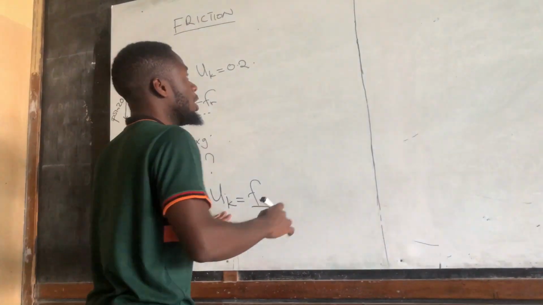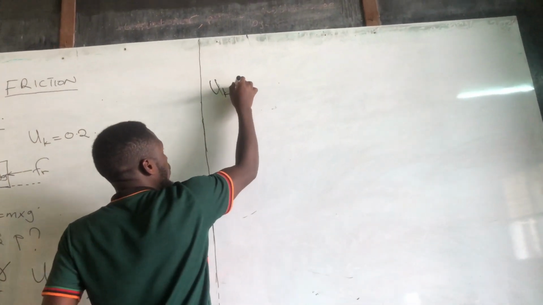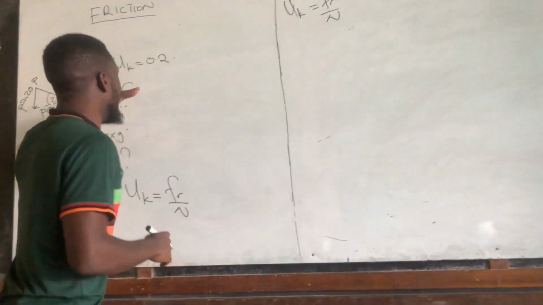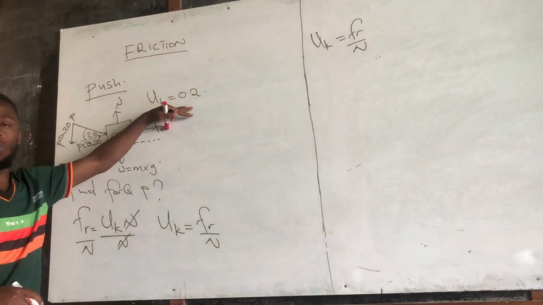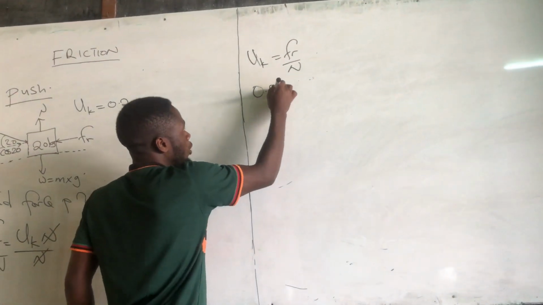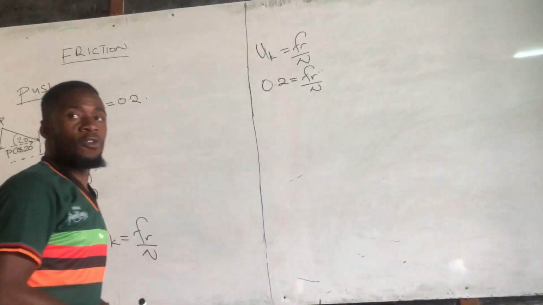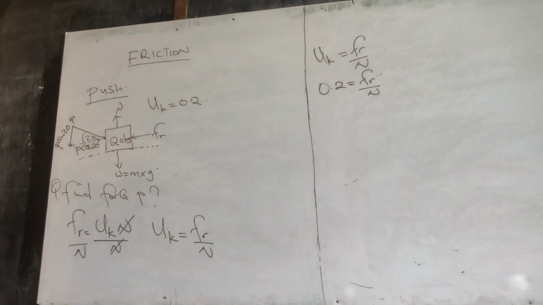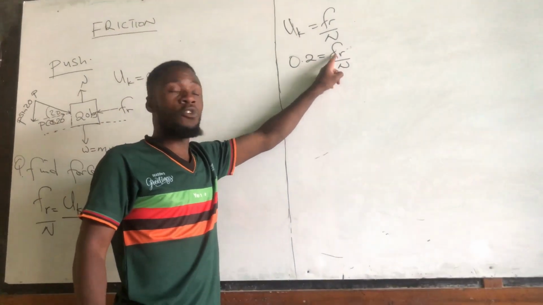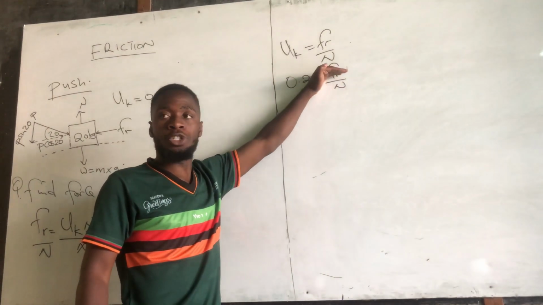So the coefficient of kinetic friction, which is 0.2, equals the frictional force over the normal force. Here, we have to make an equation for the frictional force and an equation for the normal force. How do you make the equation for frictional force?